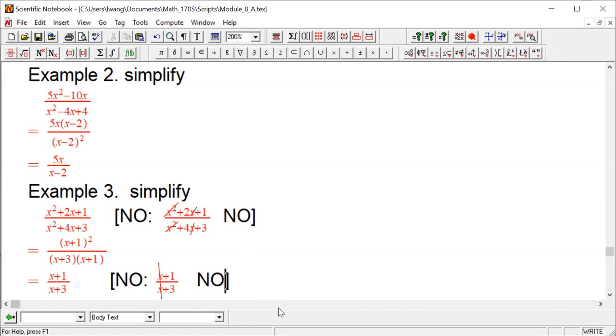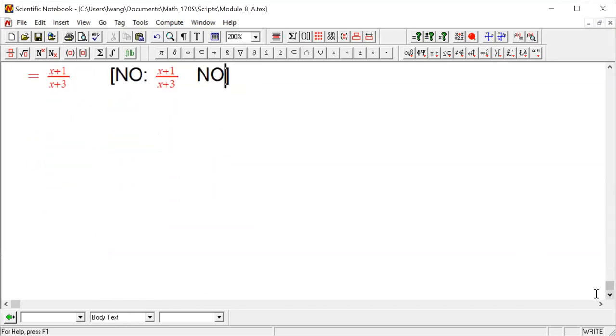Let's do one more example. Let's clean up all these drawings and look at another example, example number 4. Still simplifying.